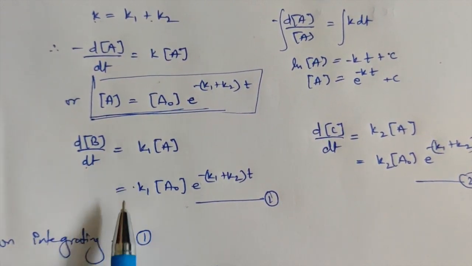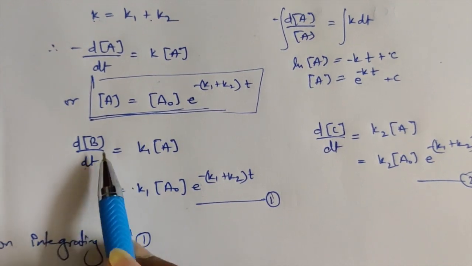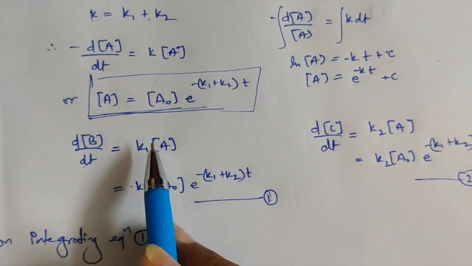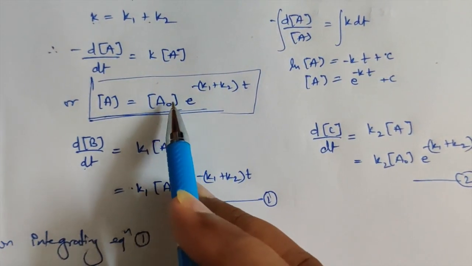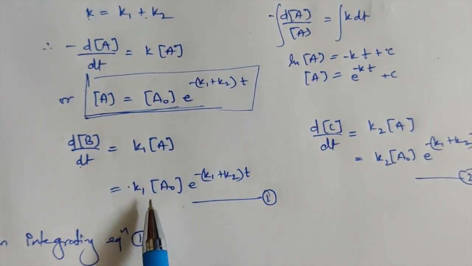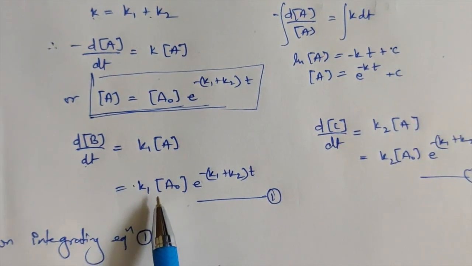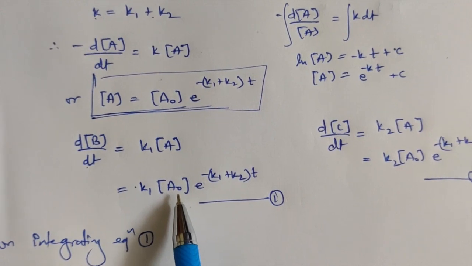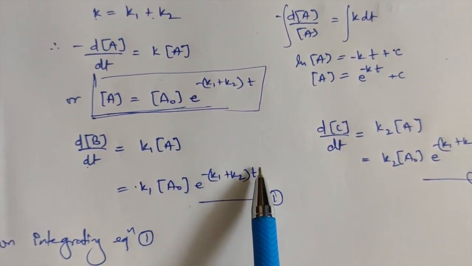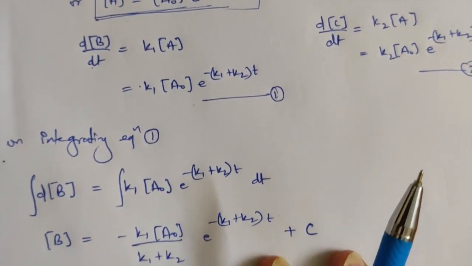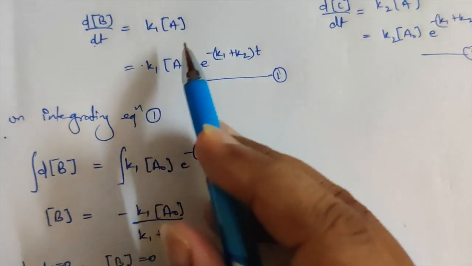When you integrate this equation, what I have done is just written dB by dt is equal to k1 into A. I have just put this value from this particular equation, taking the value from here, so it will be k1 into A naught e to the power minus (k1 plus k2) times t. That's what I will get, and then we integrate this equation.